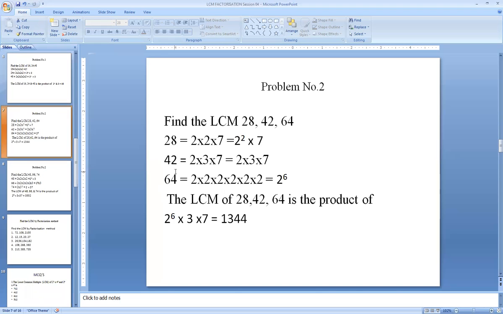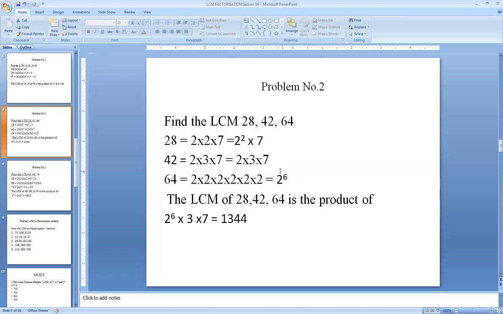Similarly for 42, the factors are 2 into 3 into 7, all one time. Then for 64, it is 2 six times: 2 into 2 is 4, 4 into 2 is 8, 8 into 2 is 16, 16 into 2 is 32, 32 into 2 is 64. Now the multiples for these numbers are 2, 3 and 7. But the maximum number of times we can see the repetition of 2 is 2 to the power of 6.